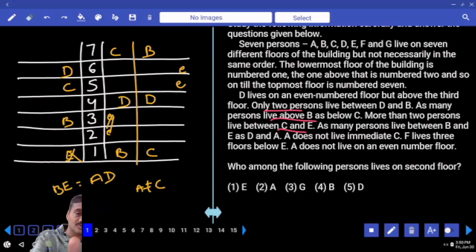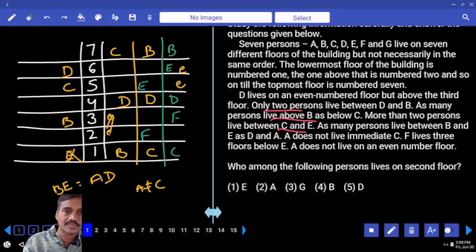Then there are only 2 possibilities here. E can be either at this place, then F lives 3 floors below, F will be here. That is one such possibility. And in the other case, if E is here, then D is here, C is here, F will be here. And so these are the 2 different possibilities we have.